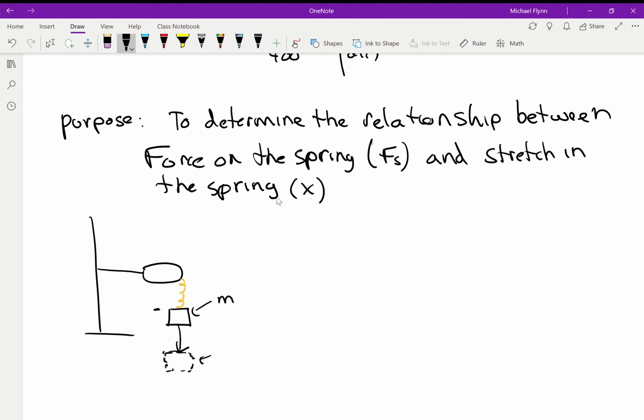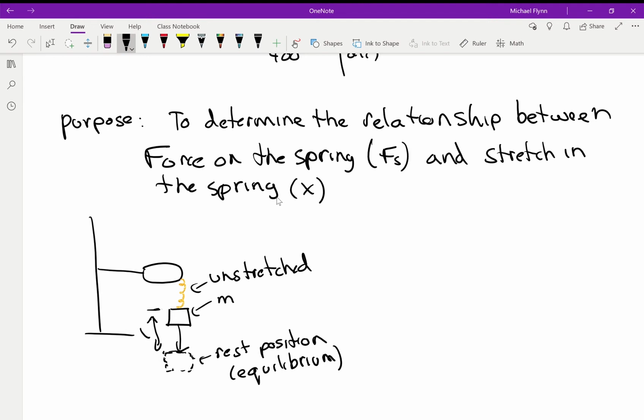So this is the rest position. We call it equilibrium because the forces are balanced. It doesn't seem to go anywhere at that point. And from the unstretched position up here, the distance from here to here is x. That's called the stretch. It's the change in length of the spring, basically. All right, so what's the relationship? Well, here's what I want you to do. So that's the purpose.